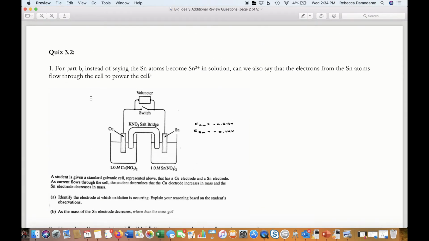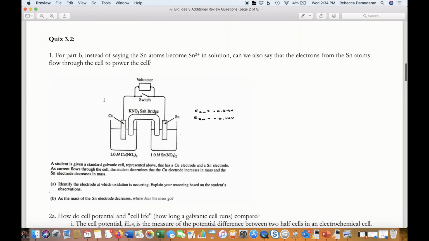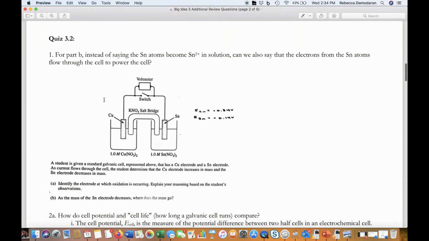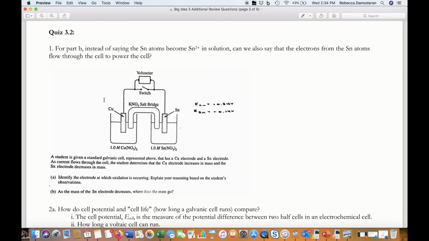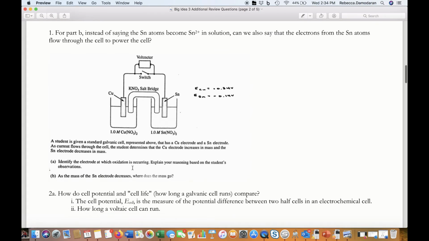All right, for quiz 3.2, for part B, instead of saying Sn atoms become Sn2+ in solution, can we also say that the electrons from the Sn atoms flow through the cell to power it, meaning it's moving through the wire? Keep in mind, for this reaction, Sn is going to become Sn2+, so the electrons are going to move to the left, I believe. Yes, because it's going to be oxidized. The answer is no, because it asks for B: as the mass of Sn electron decreases, where does the mass go?